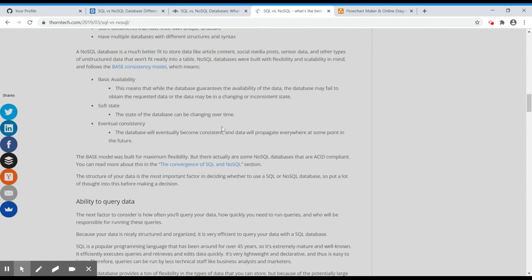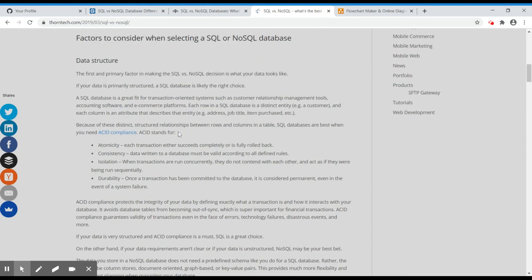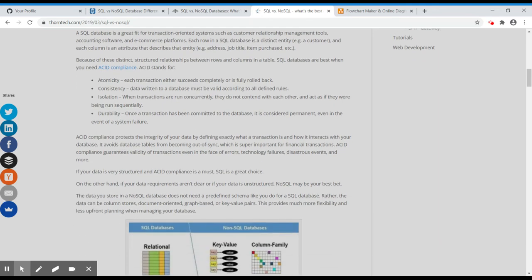All right, so into ACID and what it is, it's atomicity, which means the transaction either succeeds or it's completely rolled back. Consistency, data written to a database has to obey the rules. Isolation, transactions happening at the same time, it's the same as if they happen one after another, and they have to be durable, because once it's committed to the database, it's permanent.